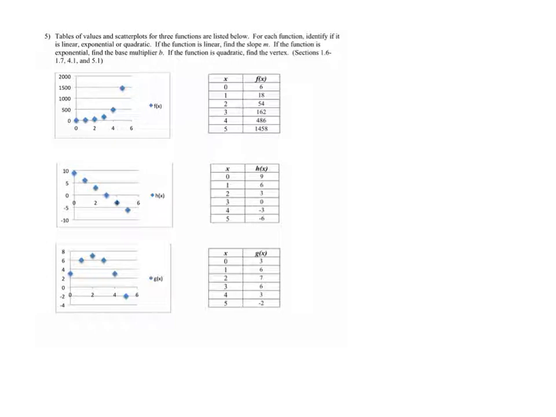We have tables of values and scatter plots for 3 functions. The first thing we want to do is identify whether the function is linear, exponential, or quadratic based on the graph. So note that we have two ways to represent the data on each function. For instance, if we look at function f of x, we want to know whether this is linear, exponential, or quadratic. And f of x is an exponential function.